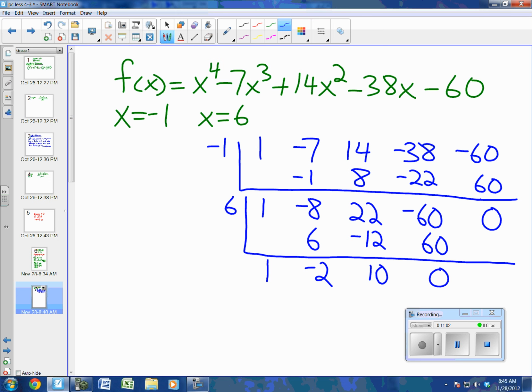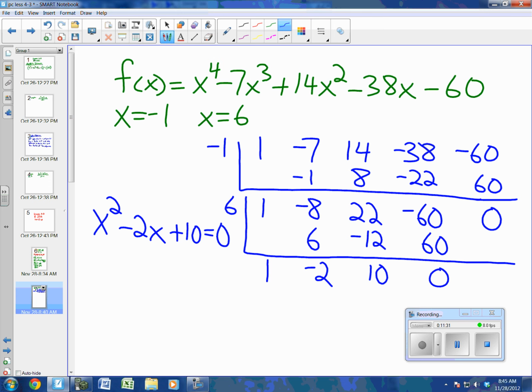So I'm going to write that out. x squared minus 2x plus 10 equals 0. And I can find the other two roots, which we're going to assume are imaginary. Since we know it's 4th degree, we have to have 4 roots. And I have the two real roots as -1 and 6. I'm going to solve this quadratic equation using the quadratic formula to find the two imaginary roots.